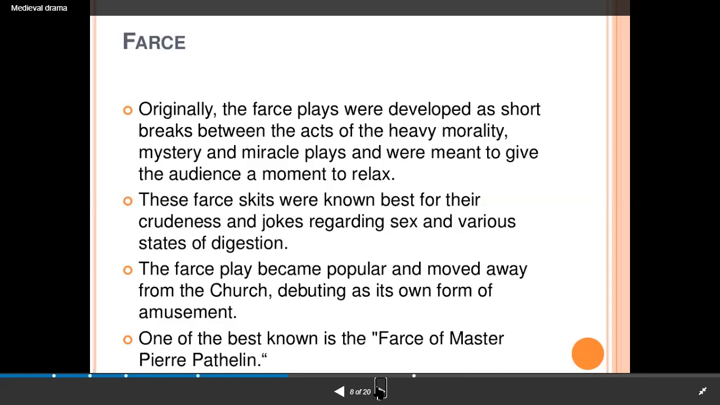However, it was important for them not to go against religious norms, the commandments. These farce plays were hailed and liked by people. In fact, according to some historical handbooks of the medieval period, it was believed that the audience started only enjoying these parts and were leaving the morality and mystery plays. These farce skits were known best for their crudeness of jokes regarding sex and various states of digestion.